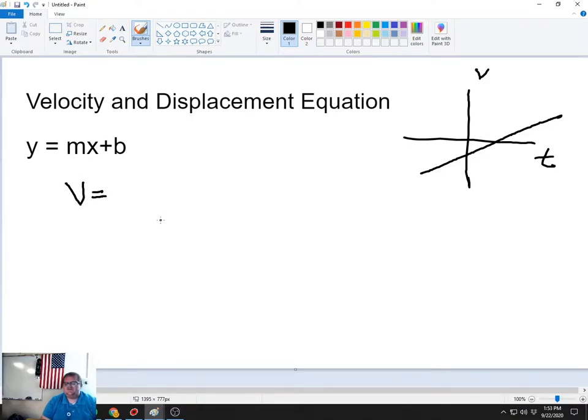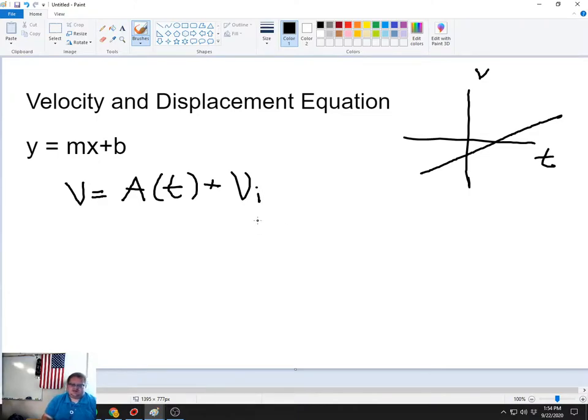So velocity is going to be m, the slope. Whatever the slope is here, but as we just discussed, the slope on a velocity versus time graph is the acceleration. Acceleration times x, which is the time, plus the y-intercept, which in this case is going to be a velocity. You can think of this as the initial velocity, the velocity at time 0. So on the x-axis at 0, that's your initial velocity.